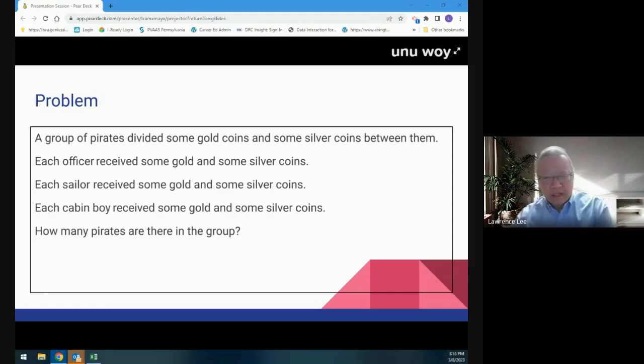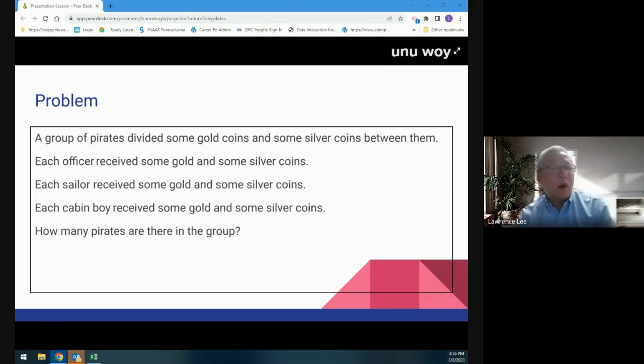So, are the officers, sailors, and cabin boys considered part of the pirate group? Is everyone considered a pirate? There aren't any numbers. So, let's talk about what kind of numbers we need. And yes, everyone is considered a pirate. So this is a pirate group, officers, sailors, and cabin boys. Okay. All right. So we're looking for numbers divisible by 3.